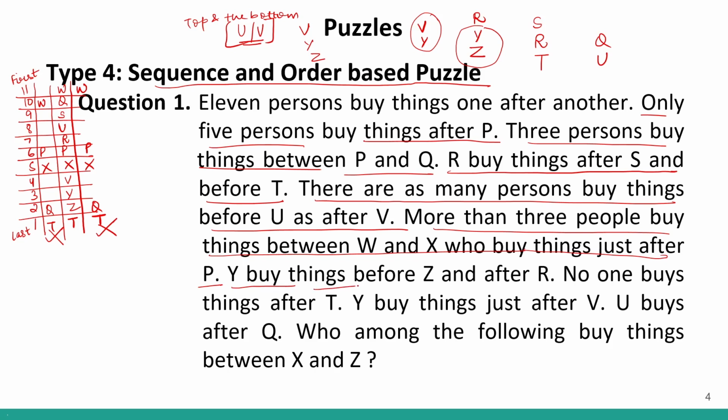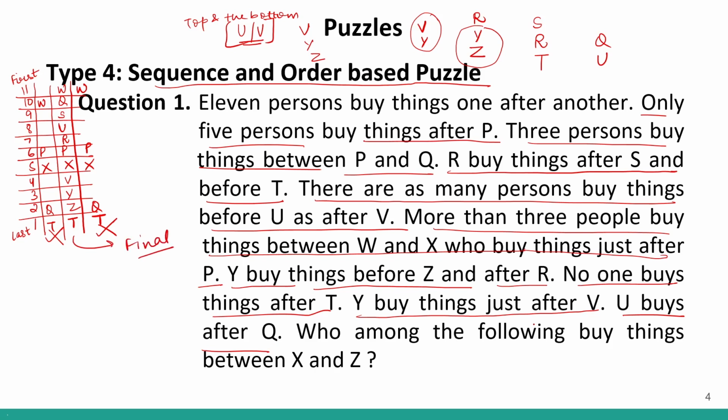Y buys things before Z and after R, so this condition is also satisfied. No one buys things after T. This is also satisfied. Y buys things just after V, so this is also satisfied. U buys after Q. This is also satisfied. So this will be the final arrangement.